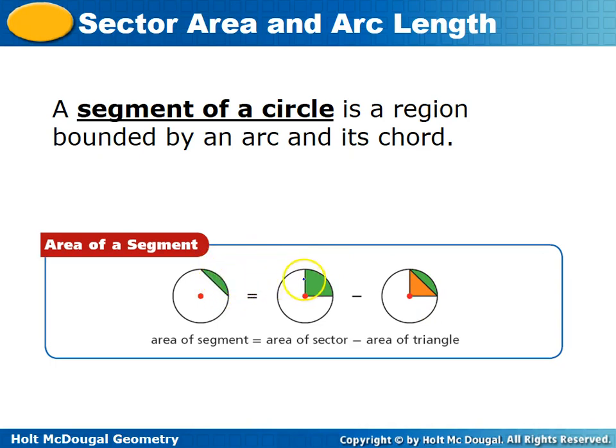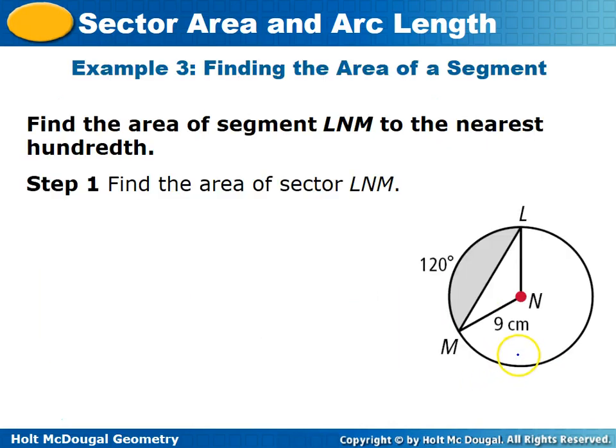It's this green area. So what we're going to do to find that is we're going to find the area of the sector first, and then we're going to find the area of that orange triangle, and we're going to subtract the area of the triangle from the area of the sector, and that's going to leave us with just that little green slice, okay?